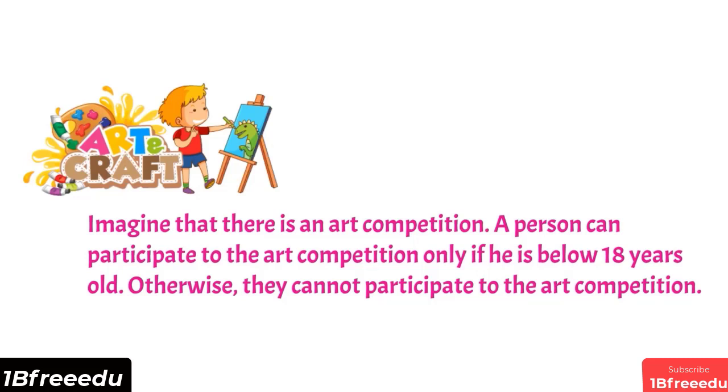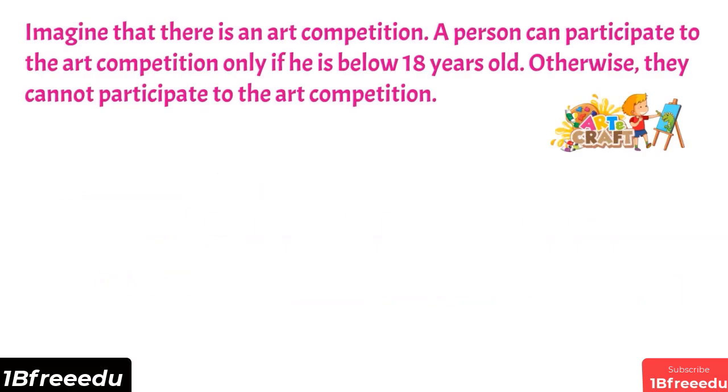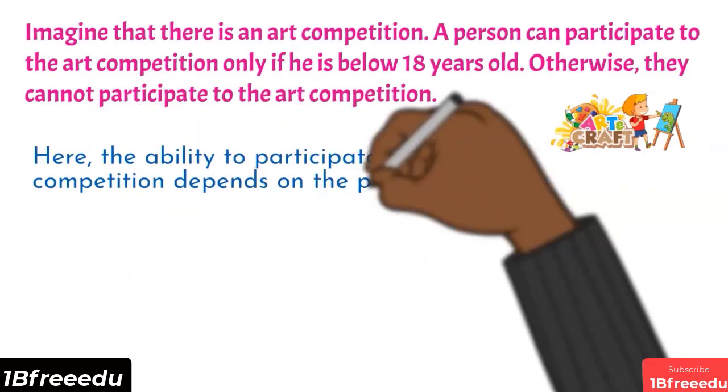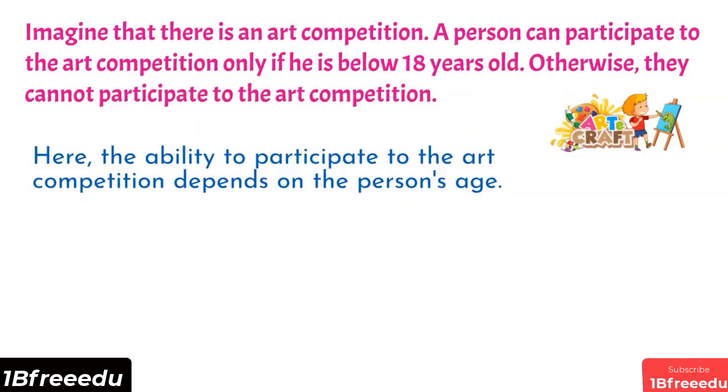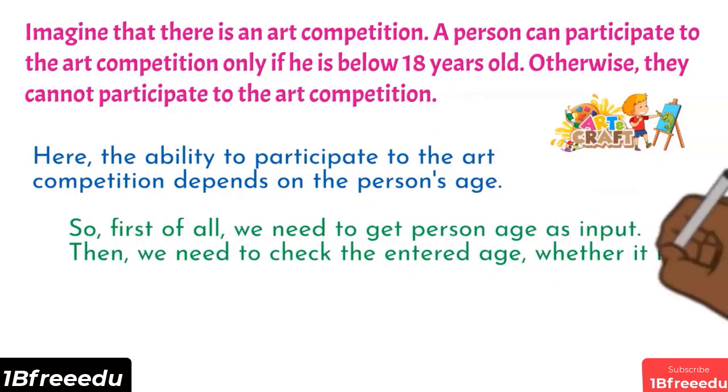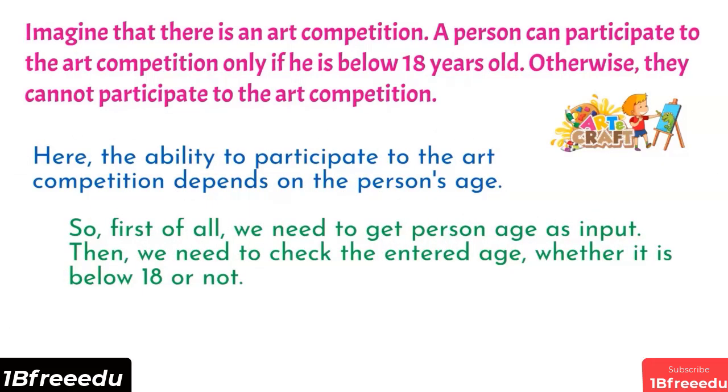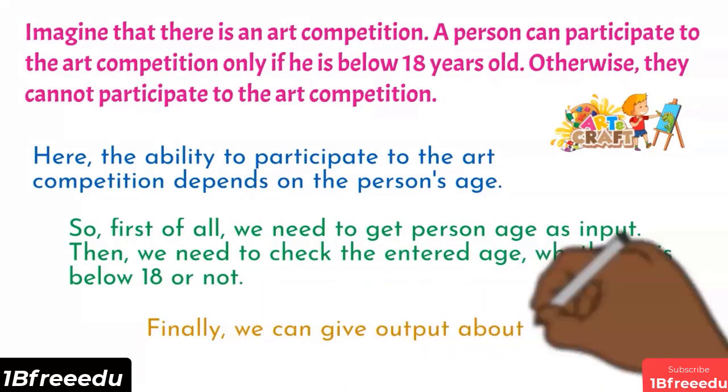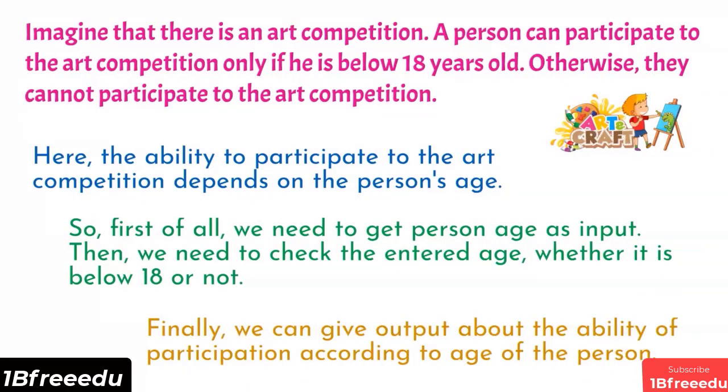Before coding, we need to identify the flow of this scenario. Here, the ability to participate in the art competition depends on the person's age. So, first of all, we need to get the person's age as input. Then we need to check the entered age, whether it is below 18 or not. Finally, we can give an output about the ability of participation according to the age of the person.